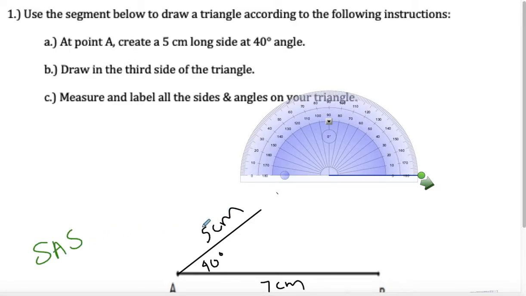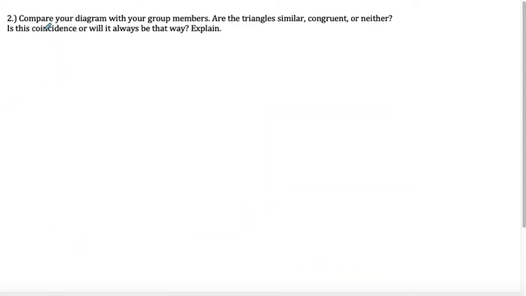Okay, and so we want to then use your ruler. Step B is now to draw in the third side here. And then C, measure all of the angles and sides. So now that you have everything measured, I want you to compare these with your group. See if the triangles are similar, congruent, or neither, and see what information you're getting here. So when your group is done creating these triangles, hit pause until your group is done.